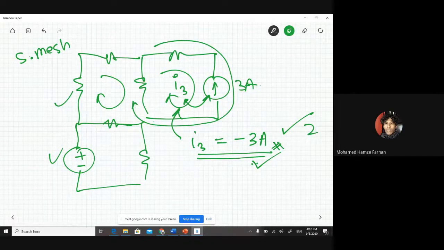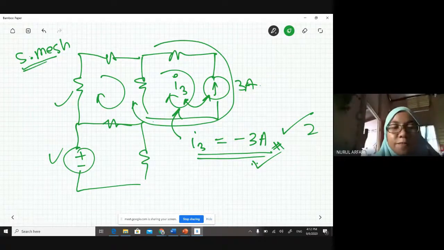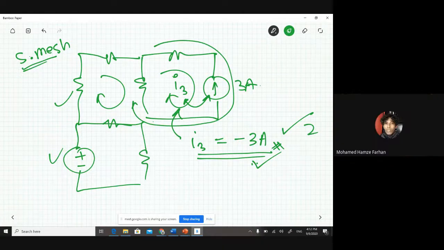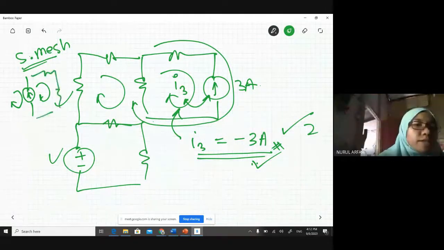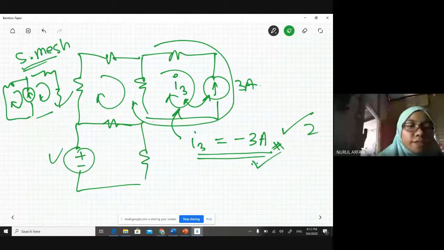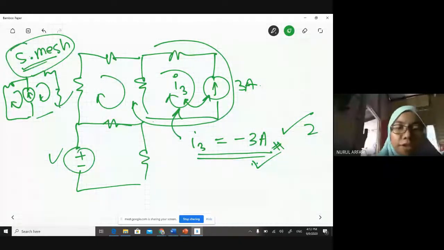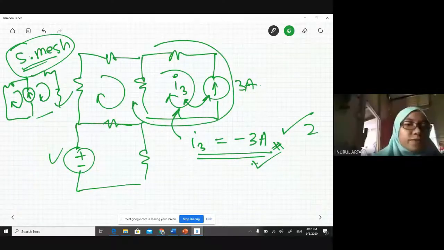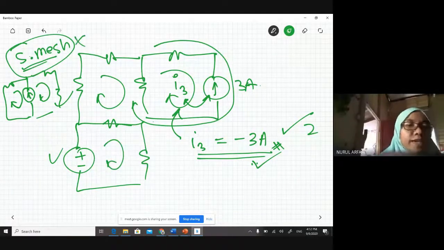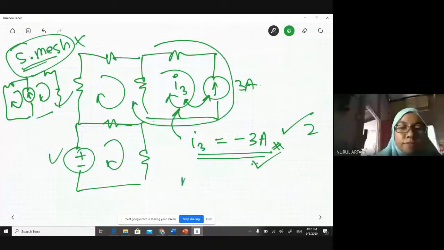What is a super mesh? When you have a current source placed between two closed loops. So if you have this, then you have a super mesh. Do you have it here or not? No, so there's no super mesh here. But do you have a mesh? Imaginary mesh.